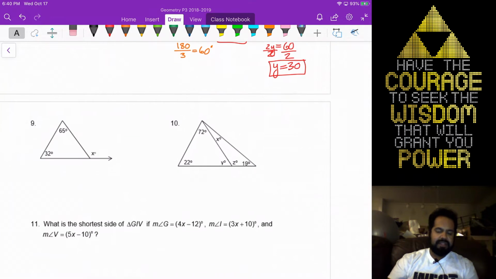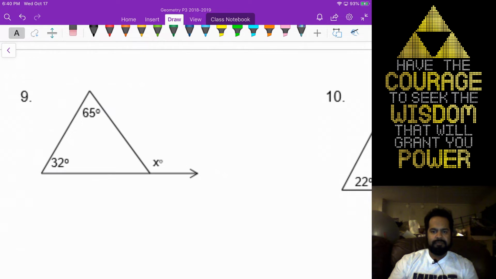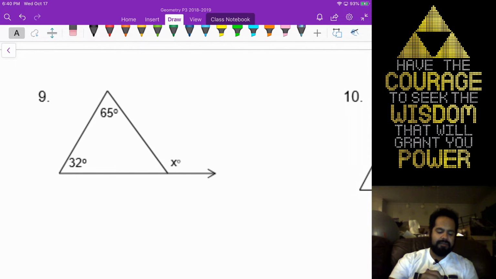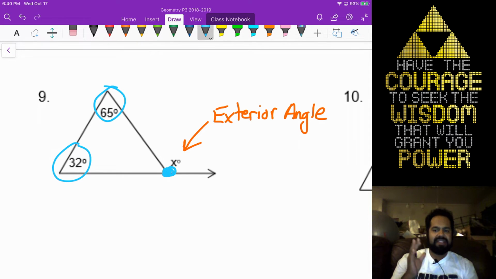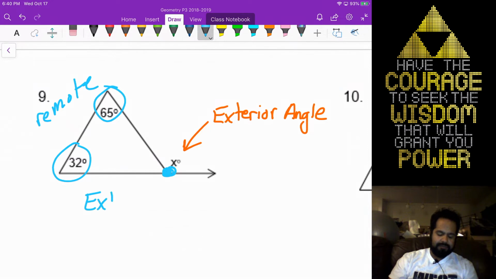All right, number 9. We have an angle that is outside of our triangle. This is our exterior angle. And if we look right here, we have these 2 angles that are away from this corner. If they're away from that corner, we say that they are the remote angles. So what we can do is we can say that the exterior angle equals the sum of the remotes.